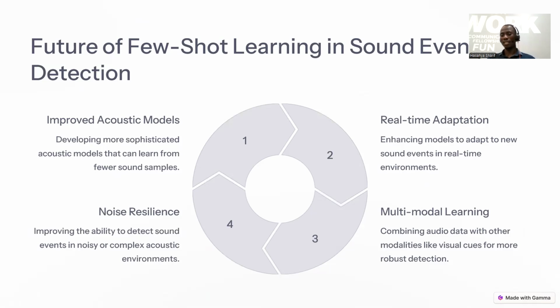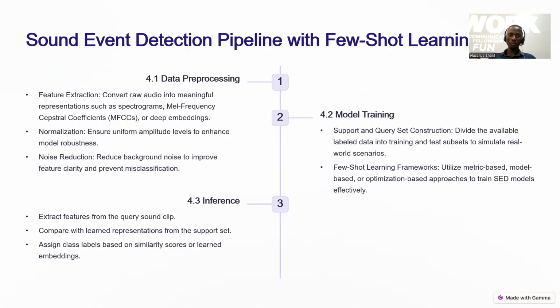Then multimodal learning, which involves combining audio data with other modalities such as visual for more robust detection. Then noise resilience, improving the ability to detect sound events in noisy and complex acoustic environments, which we always have in real life. Take for instance Kampala downtown. In case this model is being used in Kampala downtown, can it be able to detect that this sound is a siren or something similar to that?